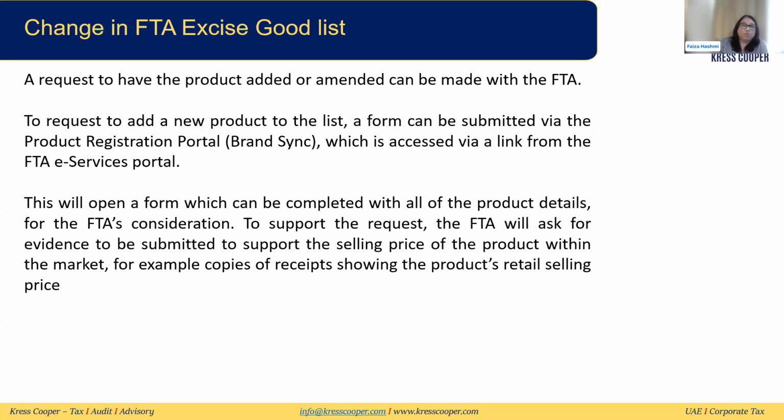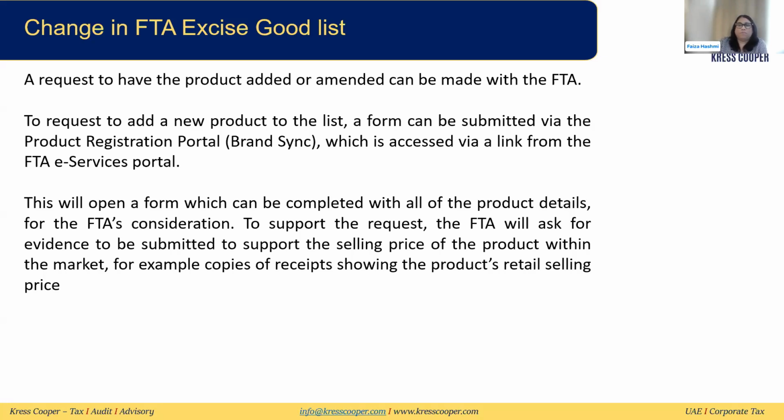So, for example, you want to change the price, amend the price of the product. You will have to give the FTA the reason why you are doing that. For example, you can lower the price of the product in the standard list, or increase it, but you need to give the reason for that, and you need to give retailer receipts as proof for that.